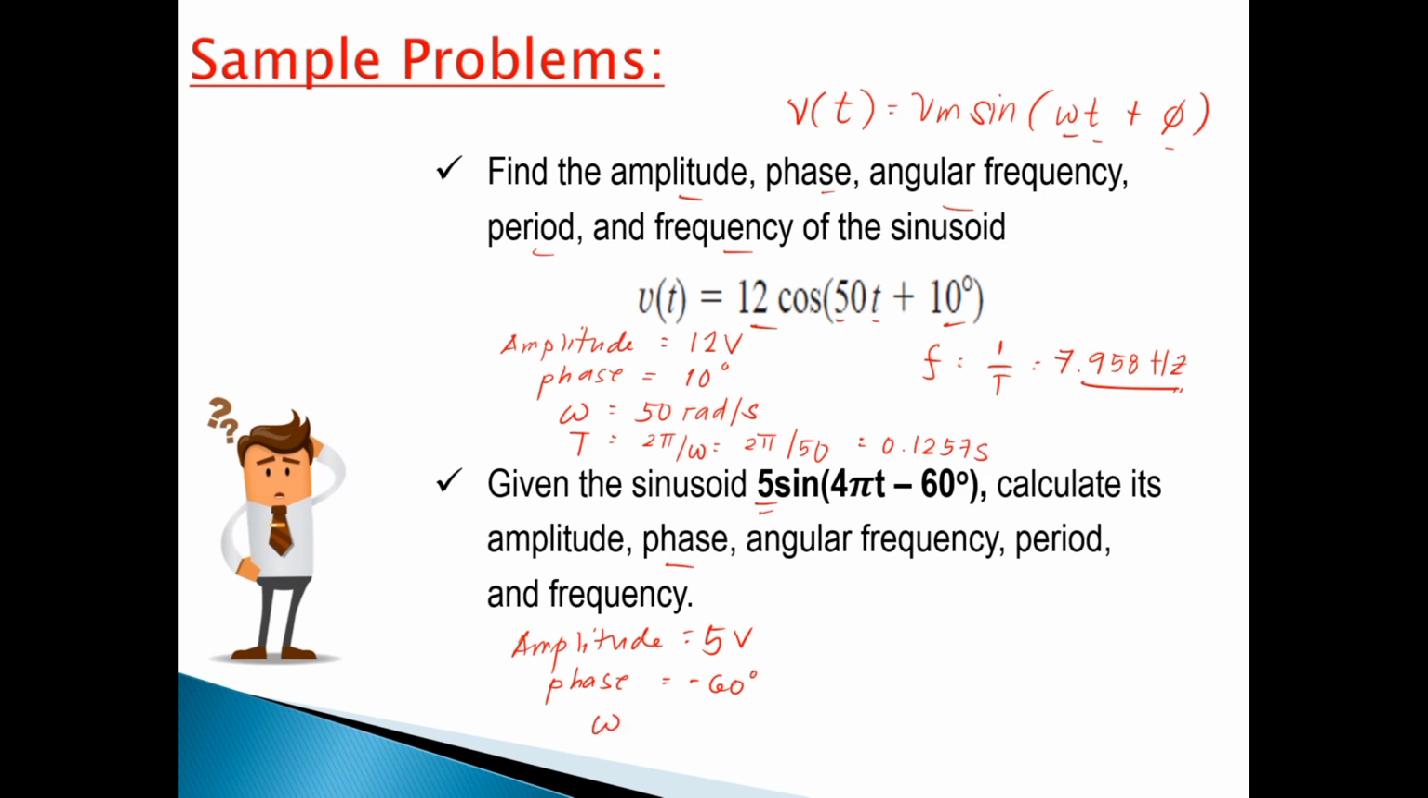For omega, that is 4 pi radians per second. So take note of the unit always. You must not forget to write the units. Then the period is equal to 2 pi over omega, or 2 pi over 4 pi, that's equal to 0.5 seconds. And for frequency, that is 1 over T, or 1 over 0.5, equal to 2 hertz. There you go.